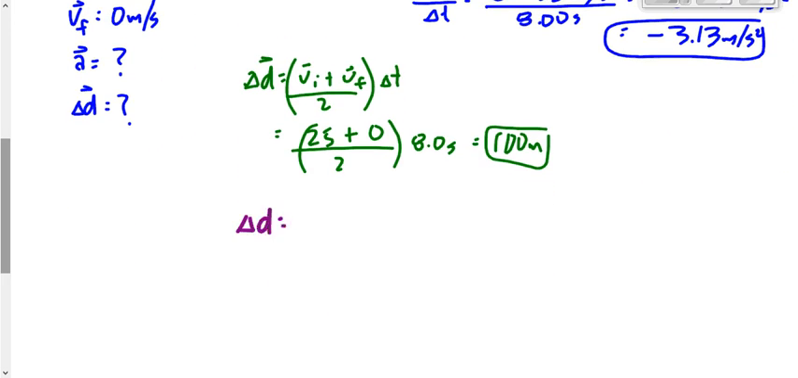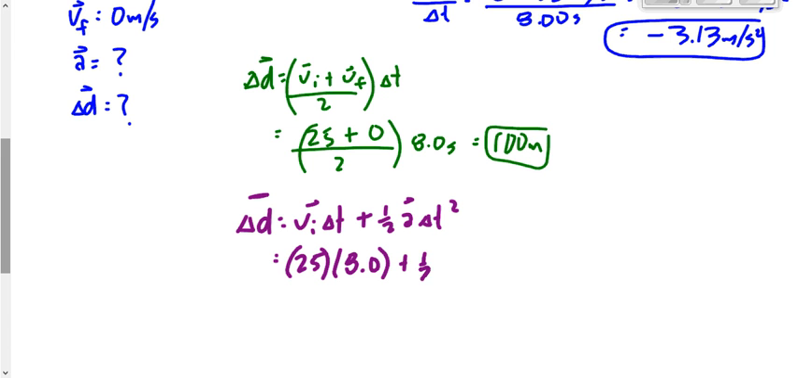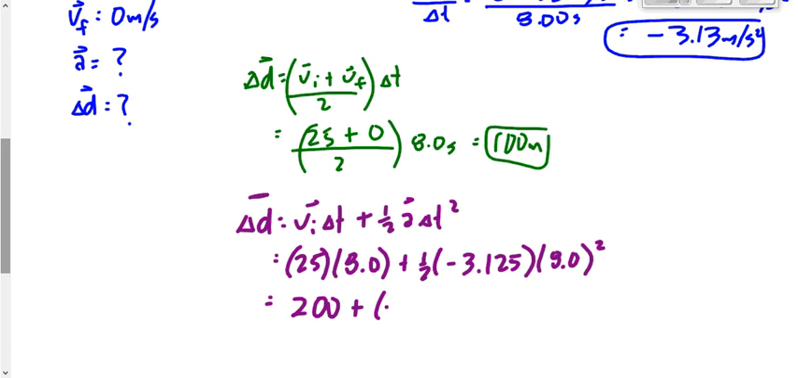So d is equal to VIT plus 1/2 AT squared. VI was 25, T was 8. The acceleration was negative 3.125, and the time was 8.0 seconds. That's 200, and I think this one ends up being minus 100. Colton, you got the right answer there? 100 meters? Go figure, right?